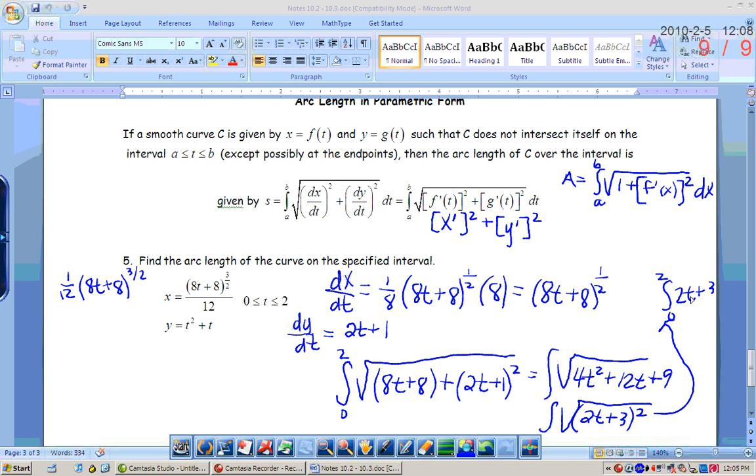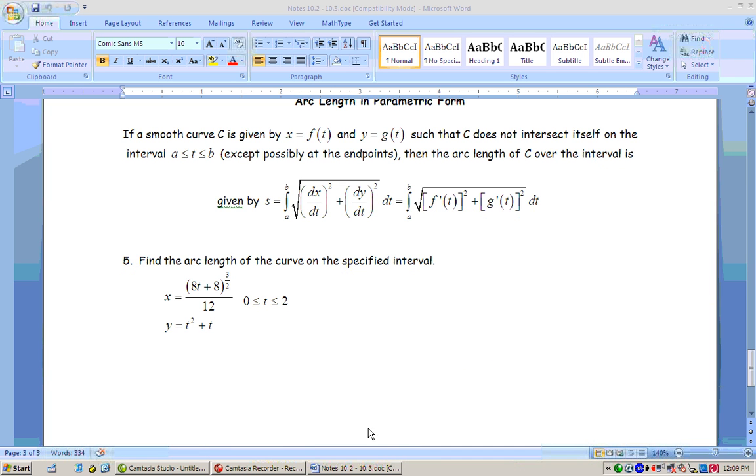No, you've got to integrate first before you plug in the 2 and plug in the 0. So it would be t squared plus 3t from 0 to 2. 4 plus 6 minus 0, so 10. Yay! But that one was easy. Unless it's a very, very simple equation, those would be things that I would let you use your calculator to integrate.